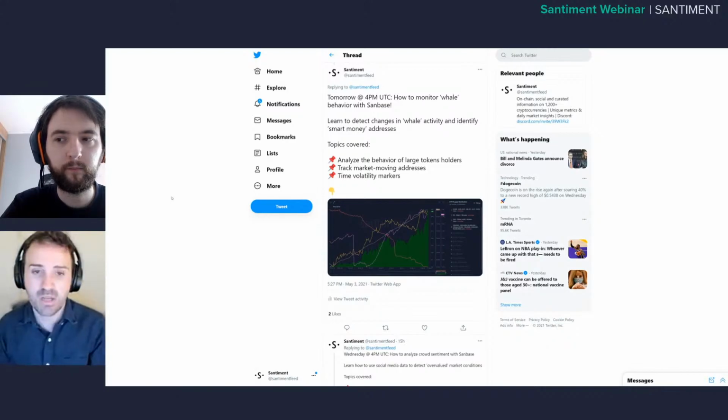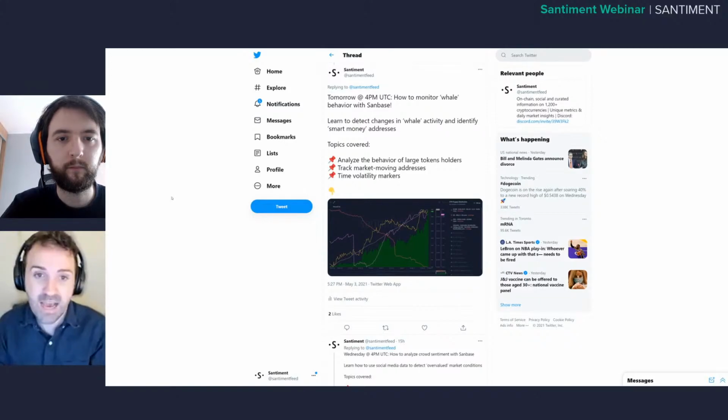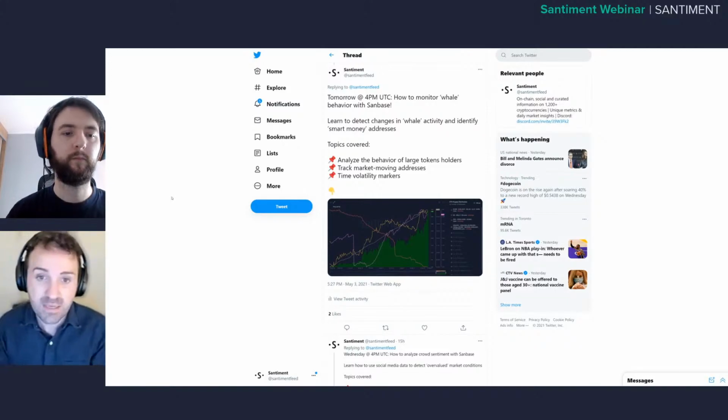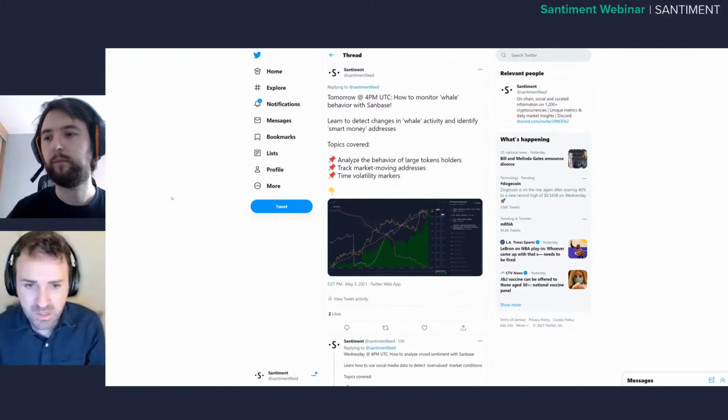The three main subjects that we're going to be hitting on are the following. The first being analyzing the behavior of large token holders, the second being tracking market moving addresses, and the third being timing volatility markers. Between these three, we've got a lot of metrics that we'll jump into.